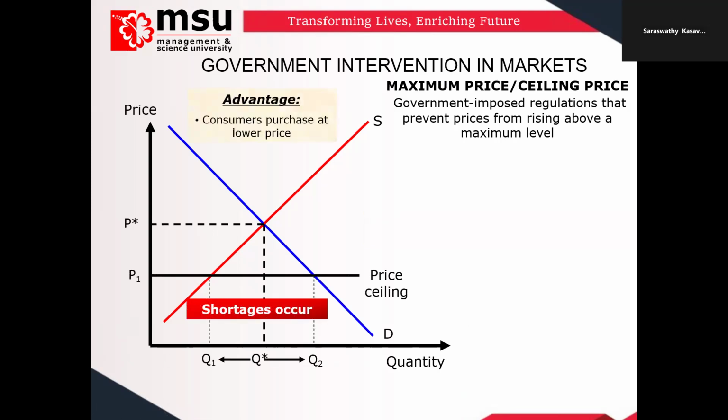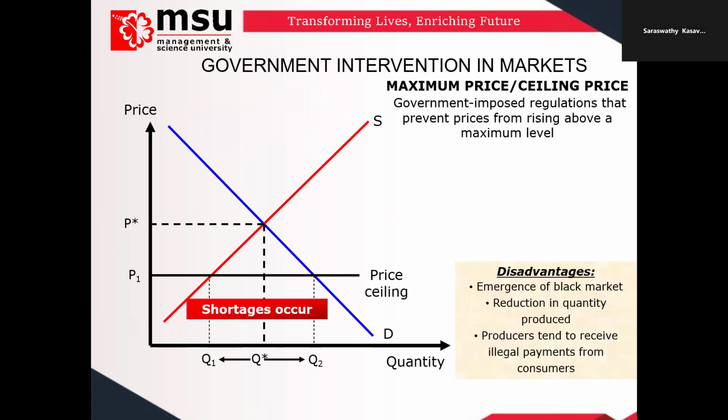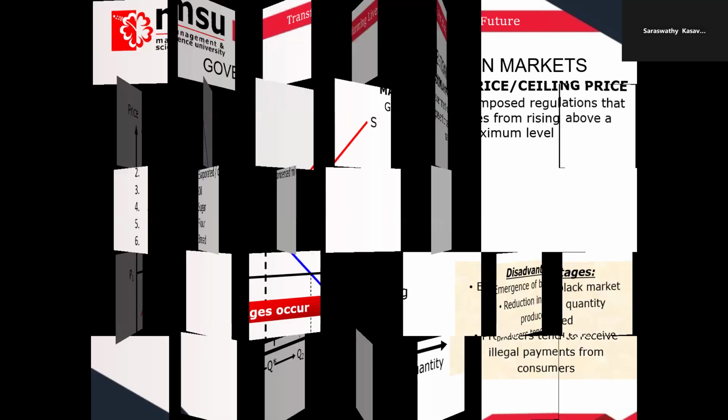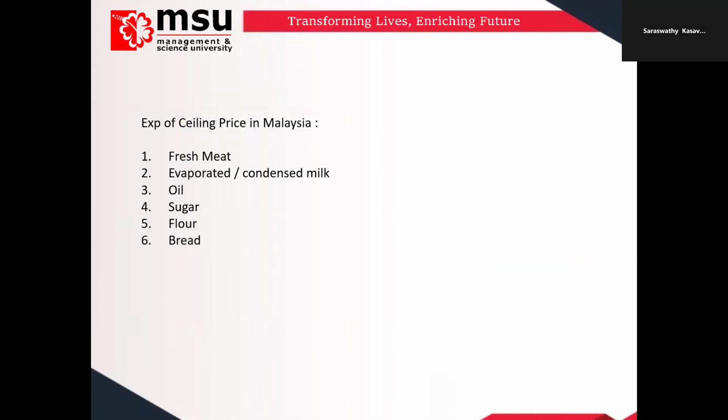So here we call it a shortage. What is the advantage of implementing the maximum price? Customers can purchase at a lower price. Previously, the customer paid P star. Now after the maximum price is implemented, the customer pays only P1. What are the disadvantages? The emergence of a black market, reduced quantity produced, and producers tend to receive illegal payments from customers. Examples of ceiling prices in Malaysia: fresh meat, imported oil, sugar, flour, and bread.